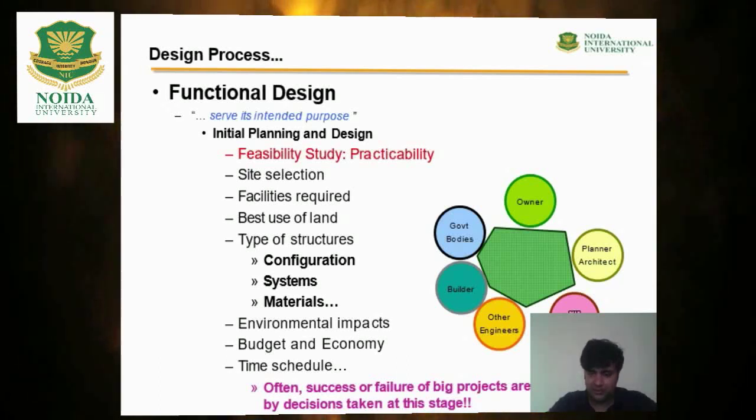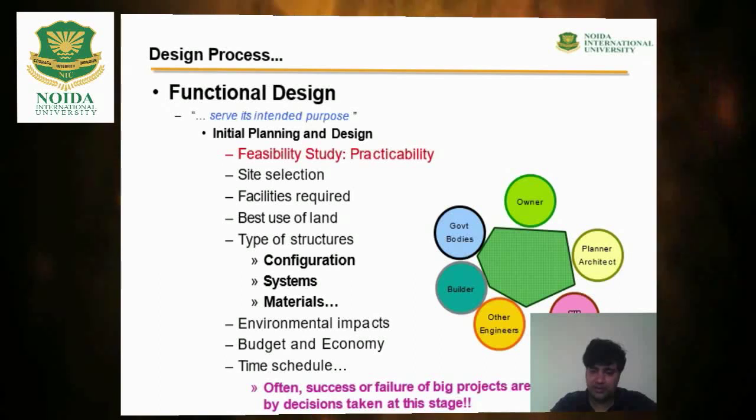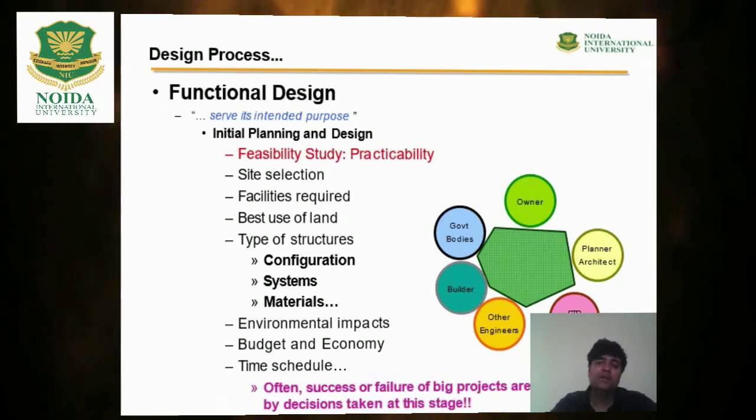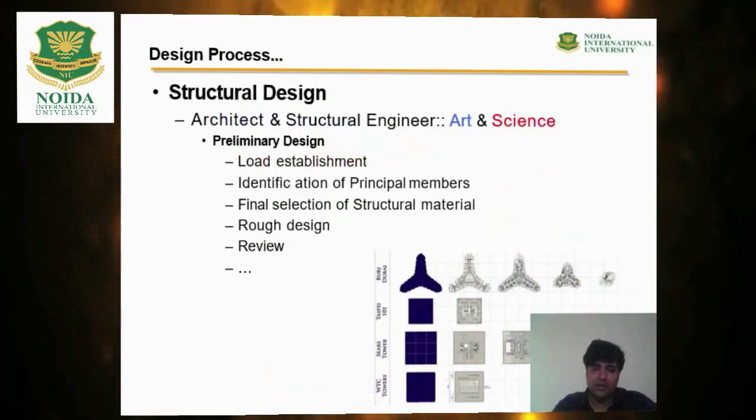So that is the figure given here, which deals with the functional design of any structure, and which involves these kinds of people at the time of design. That is the owner, the government bodies, the builders, the planners, the structural engineer, and the other engineers who deal with the construction and design part, who should all be there at the time of functional design.